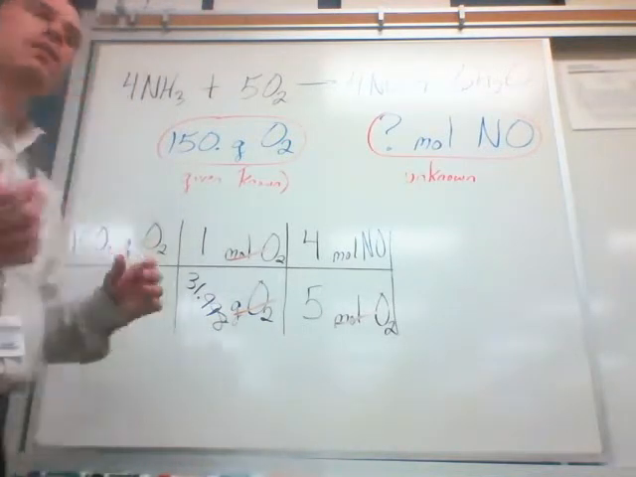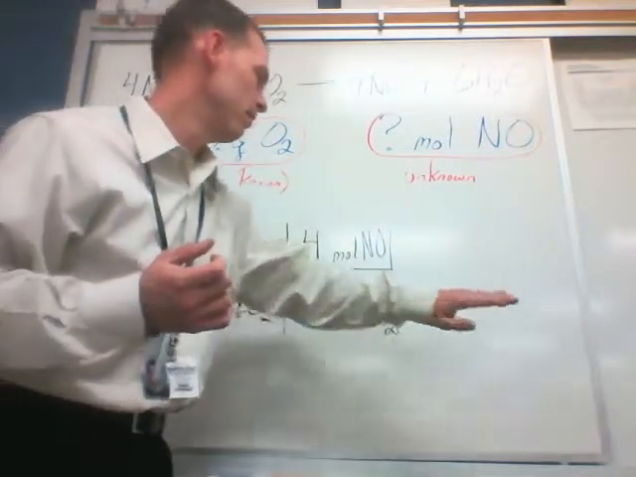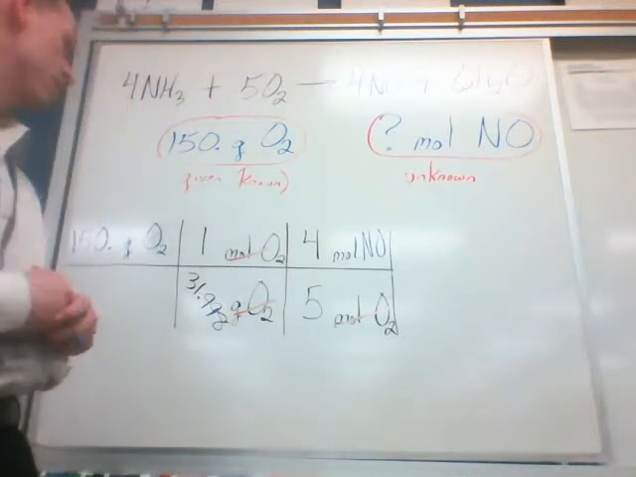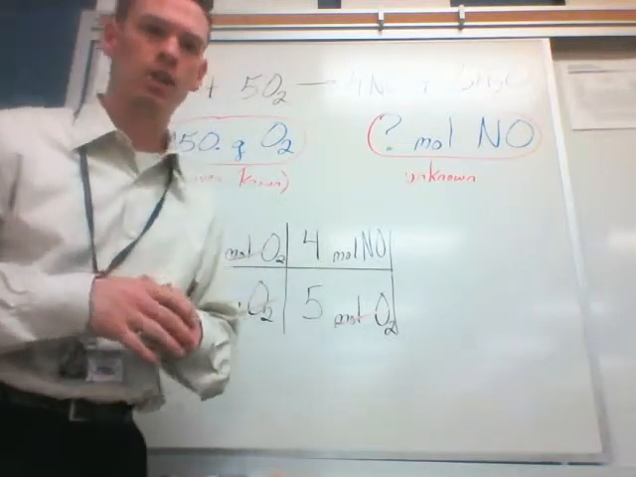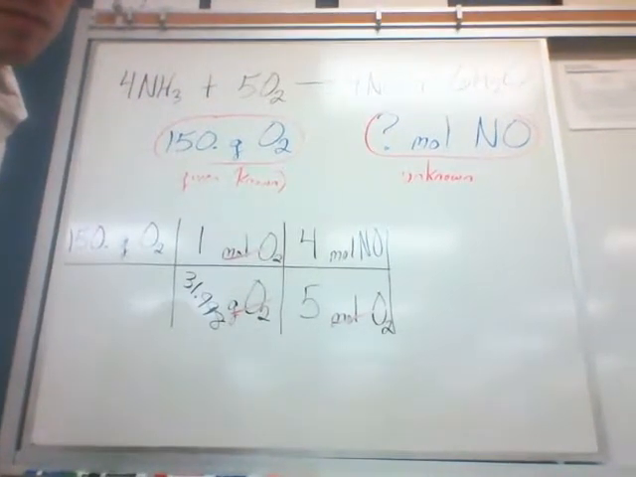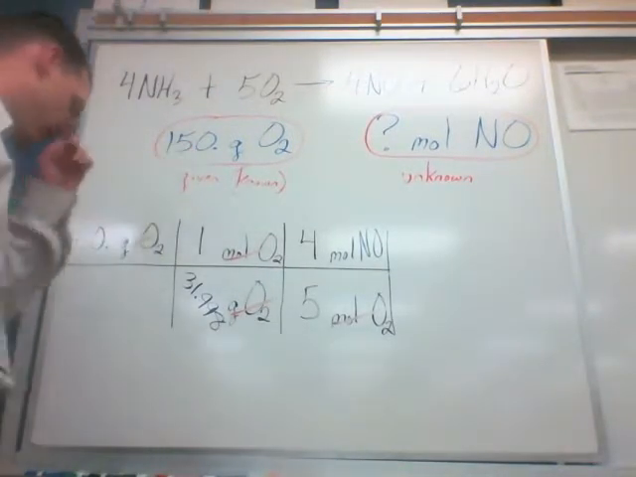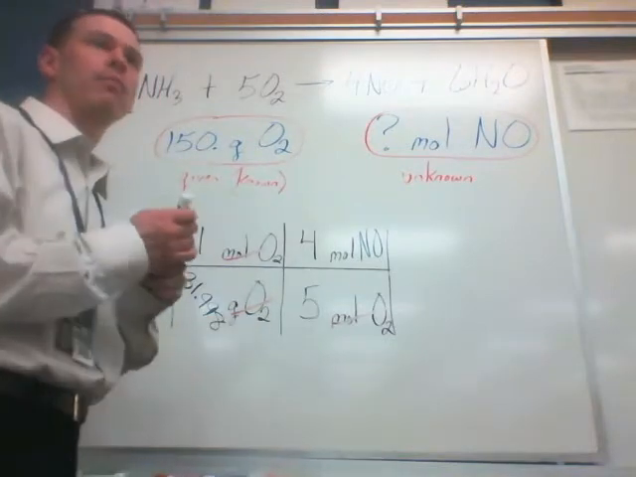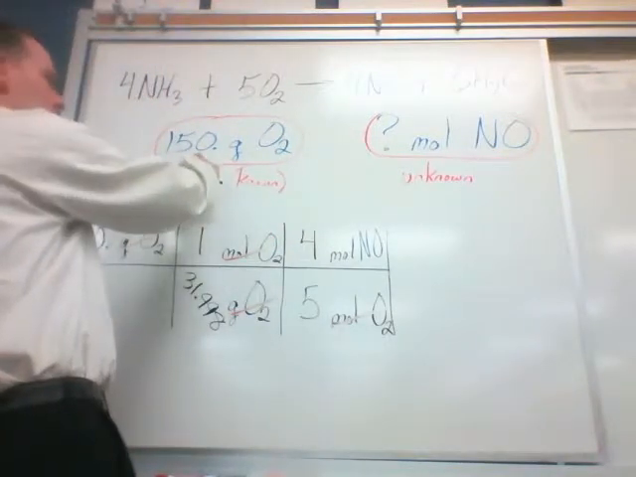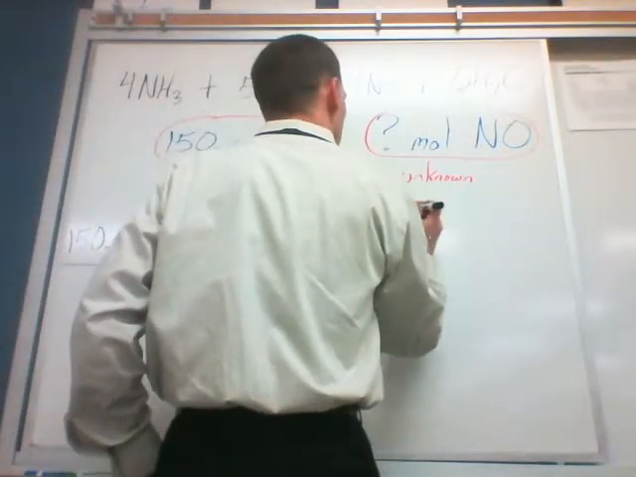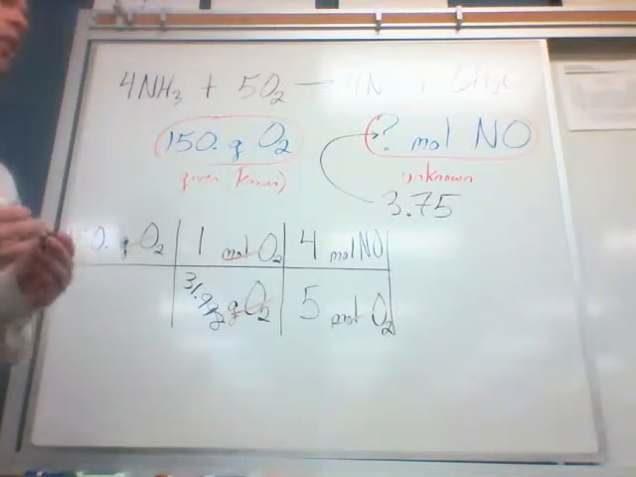If you remember how to do this, you multiply across the top and get a number. You multiply across the bottom and get a number, and then divide the top by the bottom. See if you can run that calculation. Do you have an answer? Don't forget your sig figs. They do matter here. What did you get? This 0 is significant because of the decimal. 3.75 moles of NO.